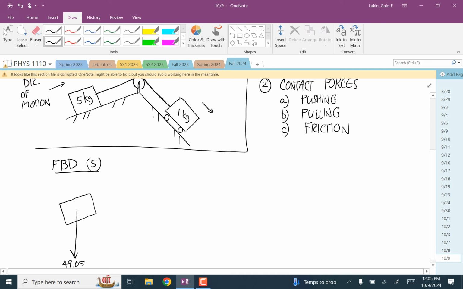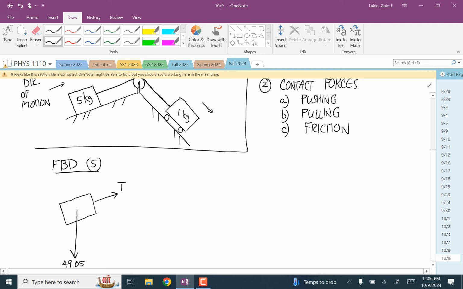And now that we've drawn the weight force, now we have to go around the boundary looking for contact with the surroundings. The first place that I see contact is with the cable. So the rule for a pulling force from a cable is it's away from the body, parallel to the cable. So there's a line parallel to the cable. The force is away from the body. We don't know what the magnitude is, so I'm just going to call that T for tension.